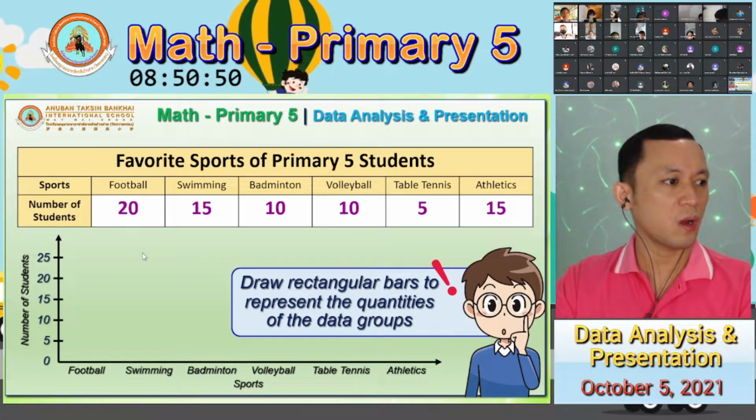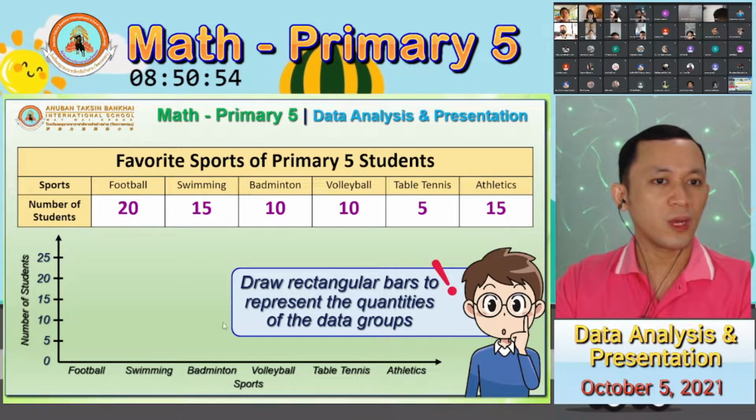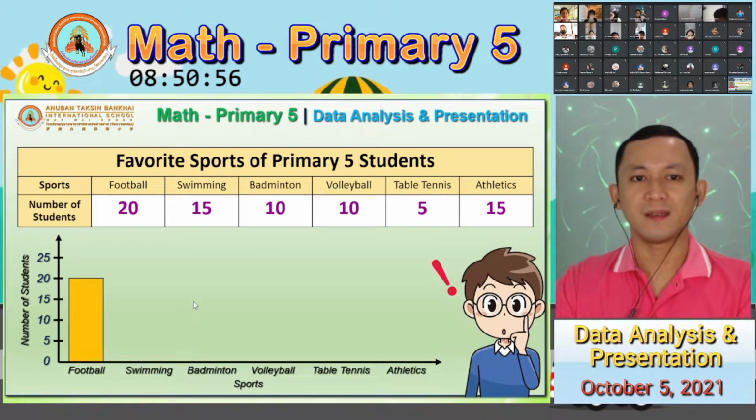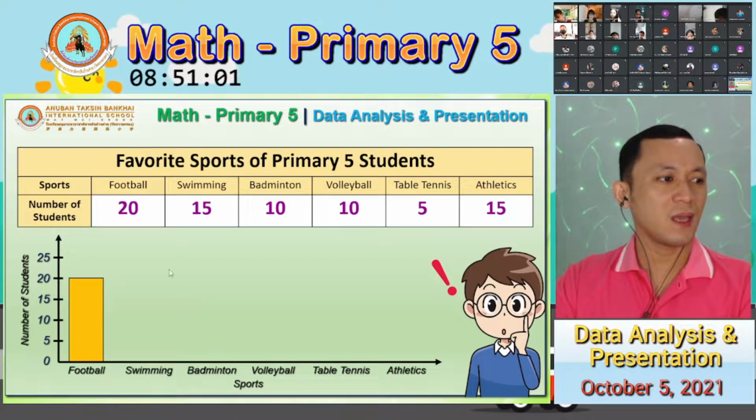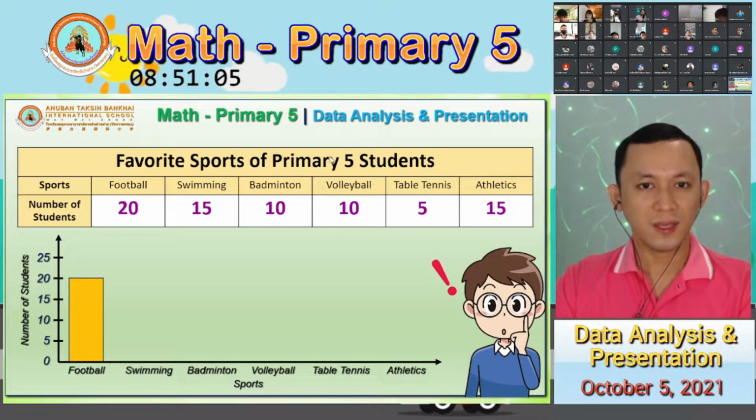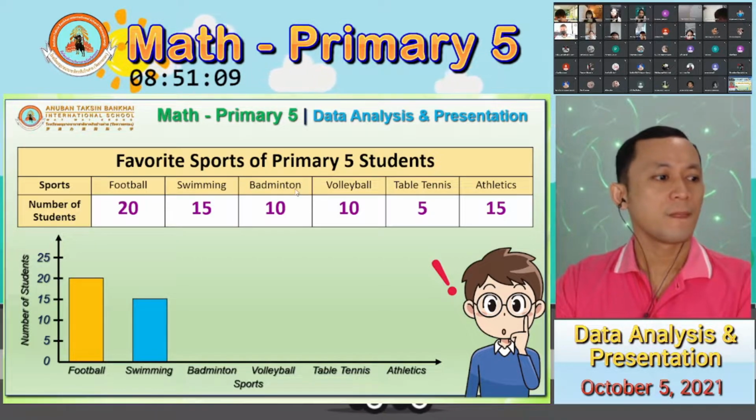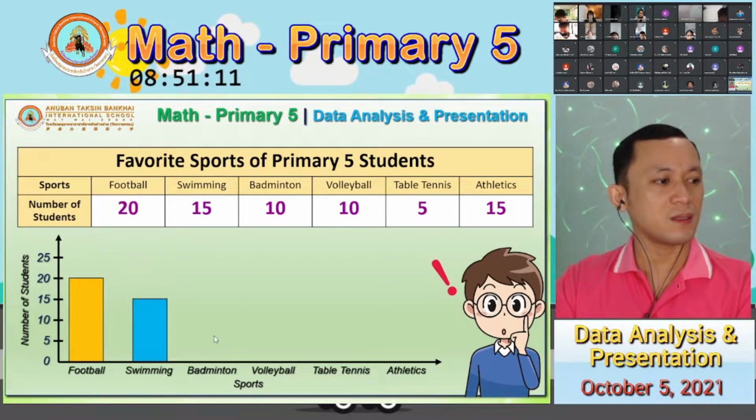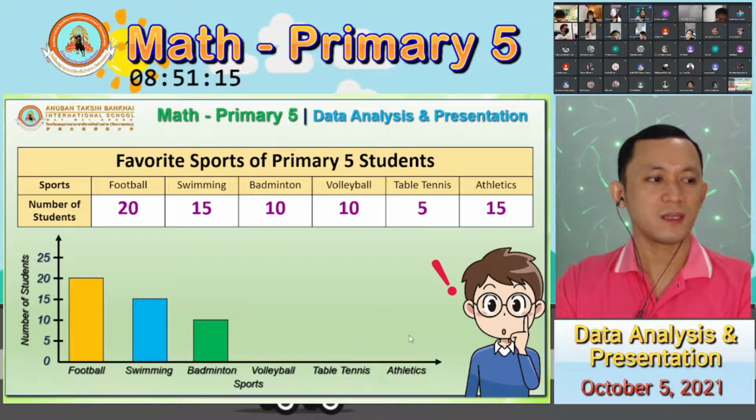Okay, let's try to draw our bars, teacher. So football, we start with the football. We have 20 students. So we have 20. Easy, no? Next, teacher, swimming. How many students? We have 15 students. Teacher, badminton, how many students? We have 10.